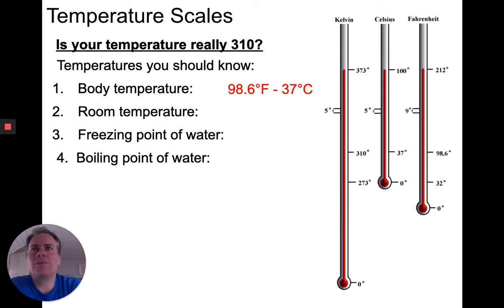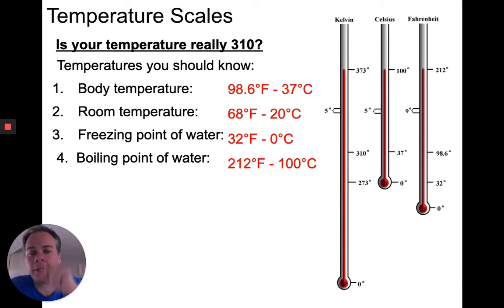If we think about room temperature, obviously the temperature of a room can vary, but what we typically think of as typical room temperature is about 68 degrees Fahrenheit. In Celsius, that's 20 degrees Celsius. Freezing point of water, you probably know in Fahrenheit, it's 32 degrees Fahrenheit. That's the equivalent to 0 degrees Celsius. The boiling point of water is 212 degrees Fahrenheit or 100 degrees Celsius.